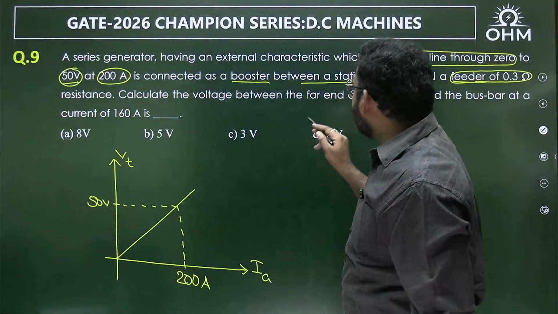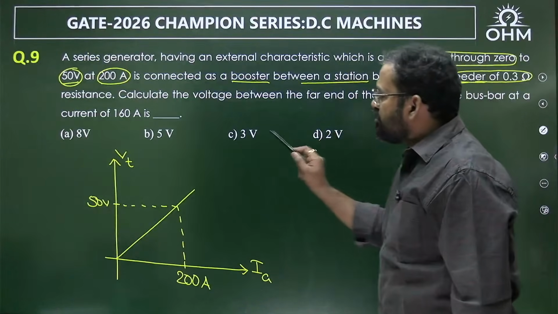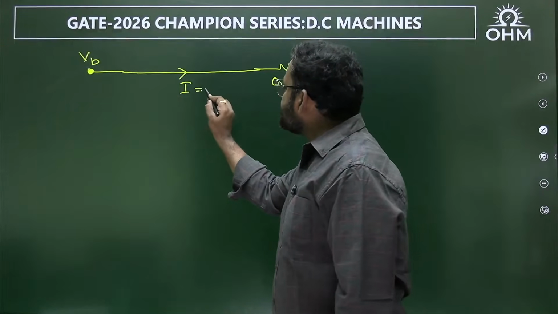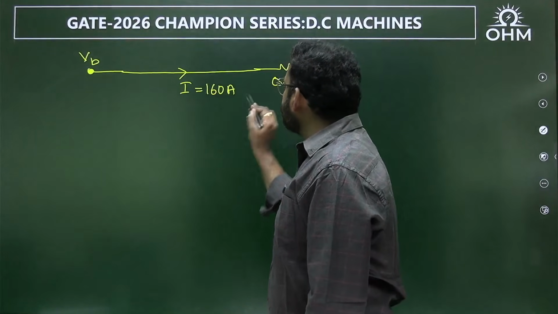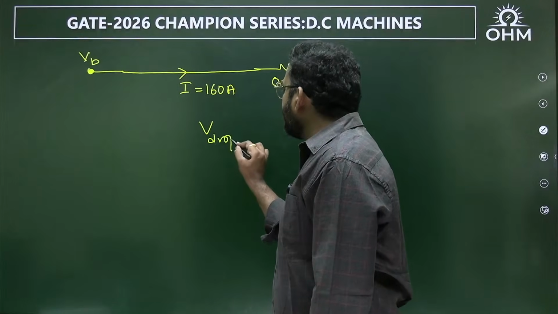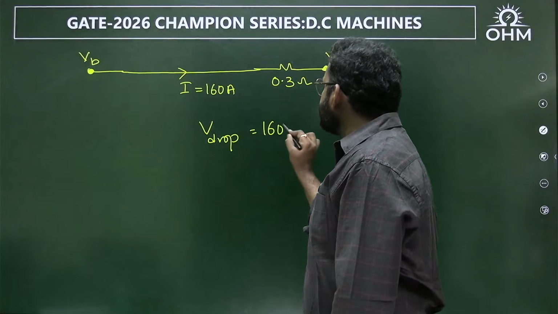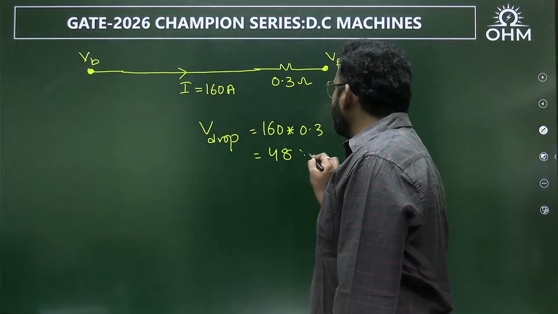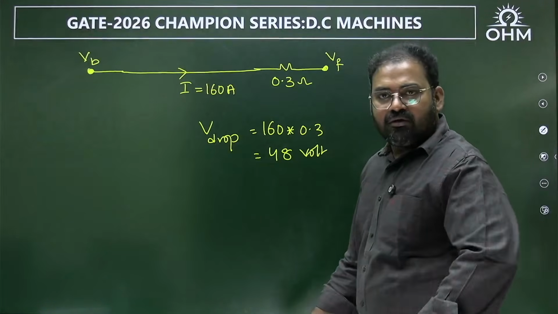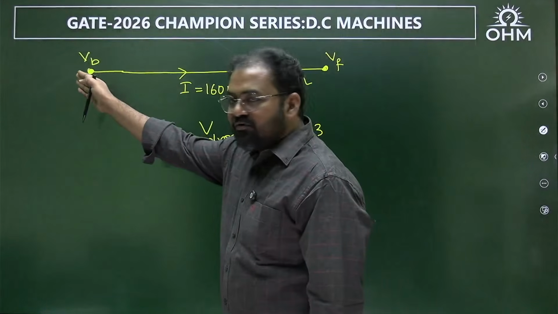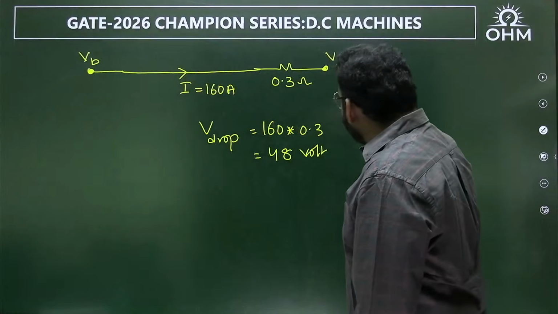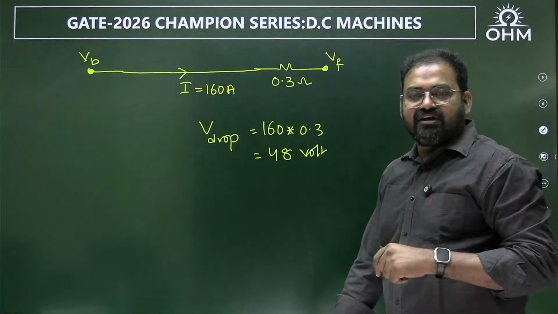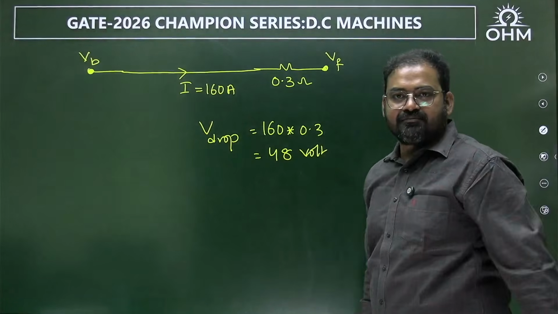At what current are we asked to find the voltage drop? 160 ampere. For example, if 160 ampere goes here, then how much will be the voltage drop? The voltage drop would have been 160 into 0.3, that is 48 volt drop. That means if you give 100 volt to the bus bar, then only 52 will be received by the feeder. 48 volt drop is there.